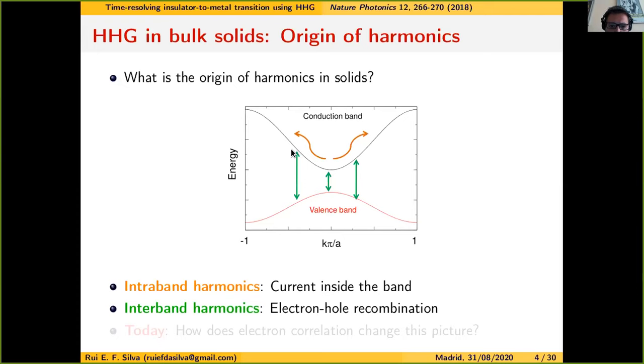You can then recombine an electron and a hole, and you give origin to a photon that is more or less the difference in energy between the valence band and the conduction band. So what I'm going to do today is to see what is the effect of electron correlation. Indeed, I'm going to show you what is the effect of having a strongly correlated material going through high harmonic generation.